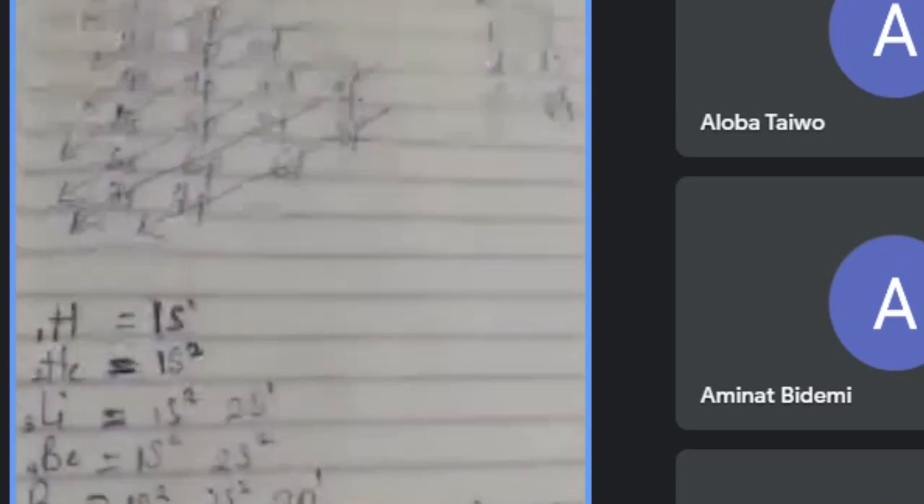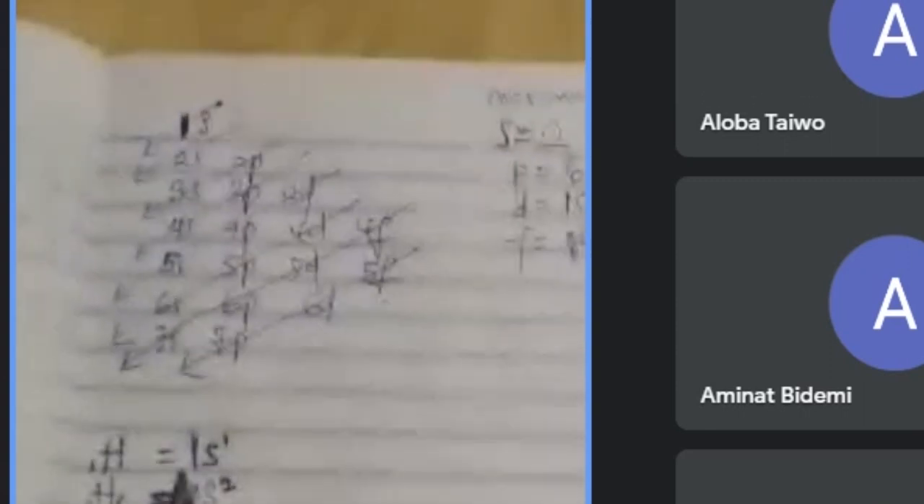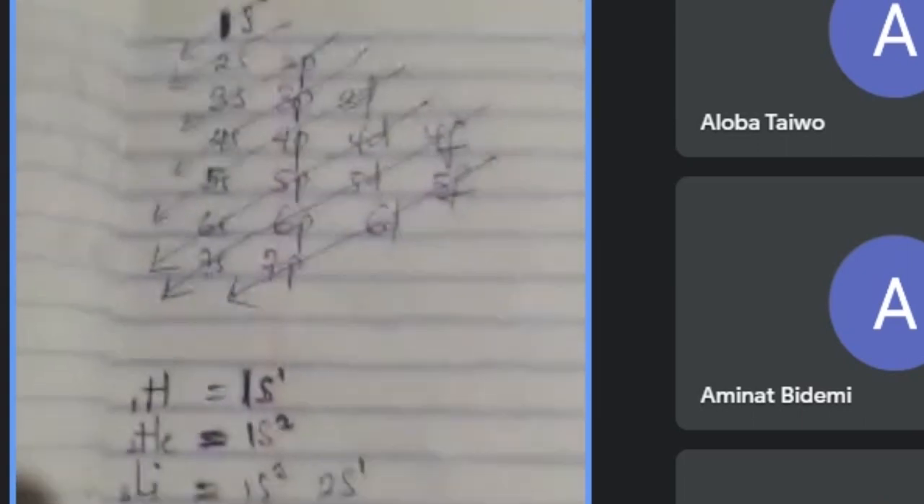Okay. Yeah. I wanted to deduce something from this. When an element's configuration ends in something like 1s, that means it will have only one shell. Take hydrogen: it has only one shell, which means it is in period 1. Note that this is another shortcut that works here.